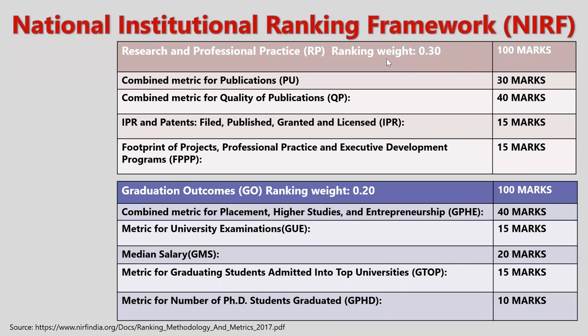In NIRF they assign some weight to each ranking, like here 0.3 is assigned for research and professional practice with a total of 100 marks, and graduation outcome ranking weight is 100 marks. So here I am concentrating on how many marks I can gain. How many marks are assigned in the ranking for IPR? It is around 15 marks. So for IPR it is 15 marks.